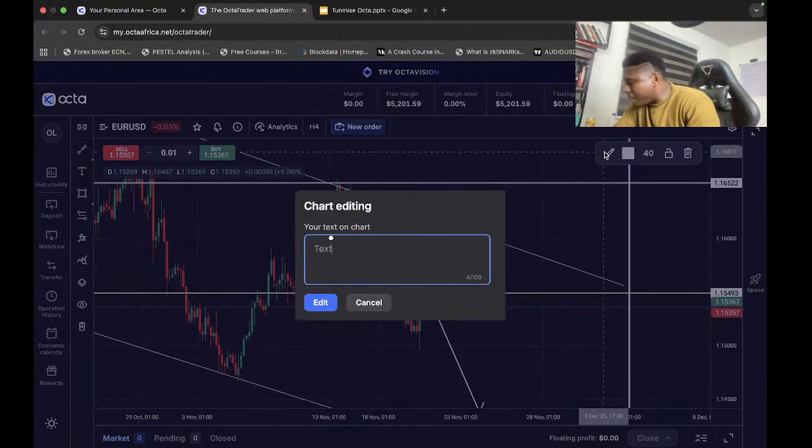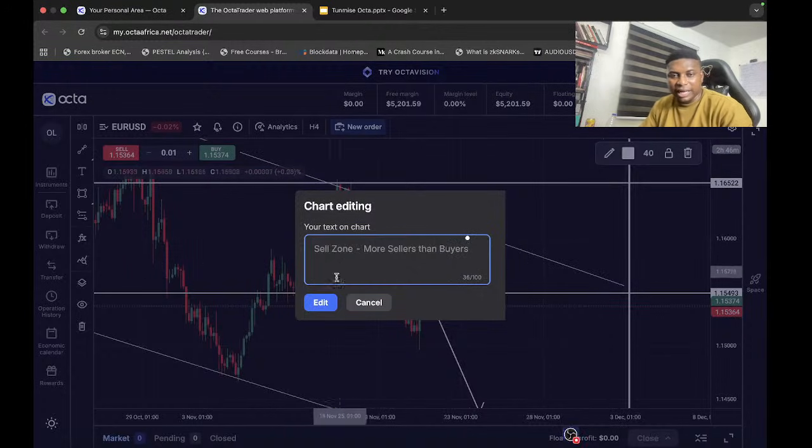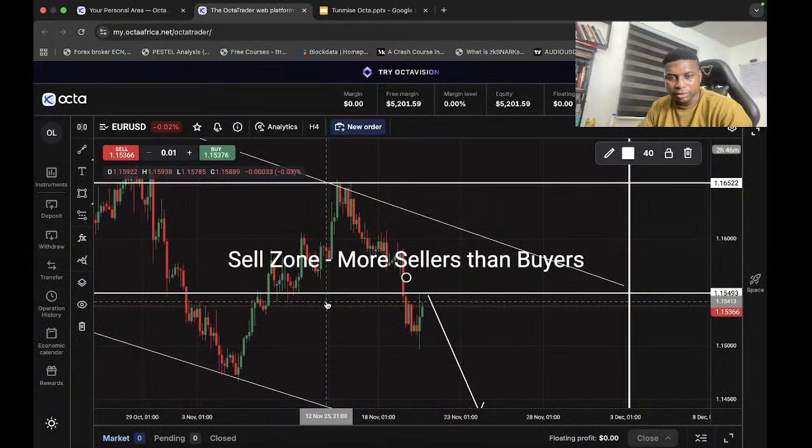There is more selling power. Okay, there is more selling power. So I'm going to put something here. I'm going to say sell zones. Okay, more sellers than buyers. More sellers than buyers. Good.